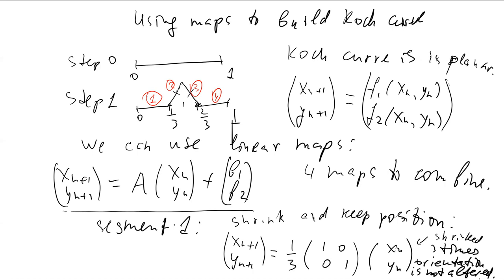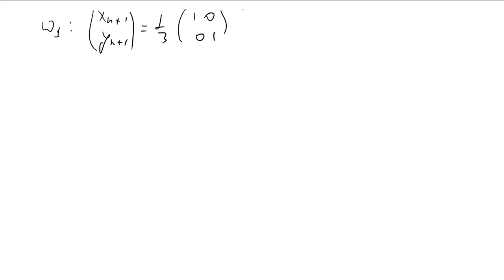So this is our first map. Let's put it like this: omega 1. So our first map is xn plus 1, yn plus 1, shrinking 3 times, keeping orientation, xn, yn.